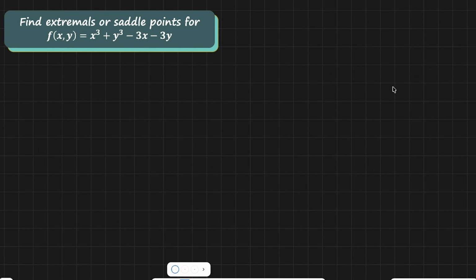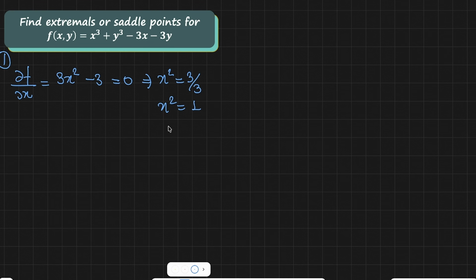Let's say we have this question. For this question, how can we find the value of the maximum and minimum? This is related to local maximum and minimum, so we will proceed with the derivative test. First of all, step number 1, partial derivative. The partial derivative of this is 3x squared minus 3. Then I put this equal to 0, so x squared is equal to 3 by 3. It means x squared is equal to 1, so x is equal to plus or minus 1.